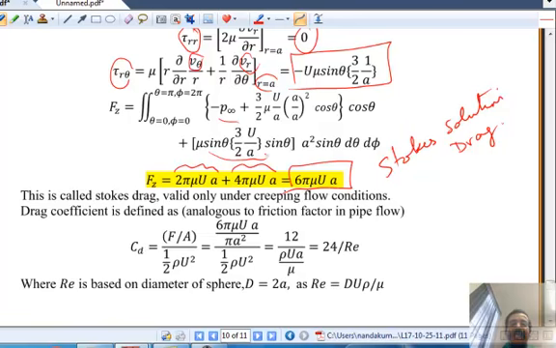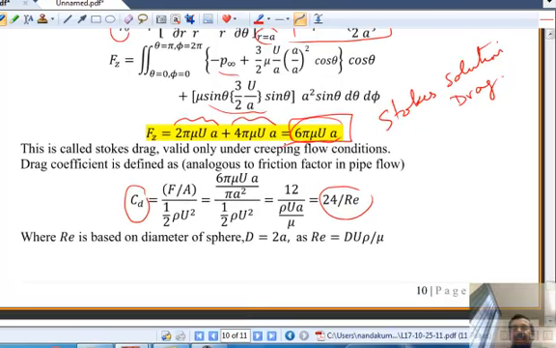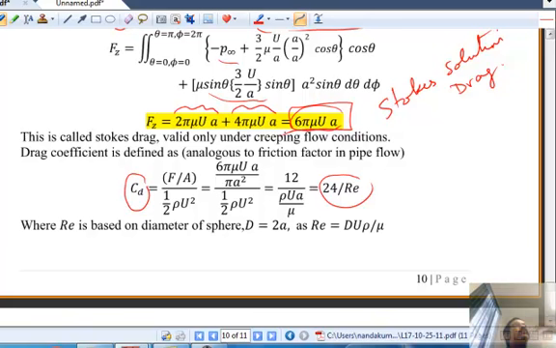So you can then define a drag coefficient. This is the definition, F divided by A divided by 1/2 rho u square. But F is your 6 pi mu u a. When you plug that in, you will get this 24 over Re. That is again a standard result that you would have seen in an undergraduate fluid mechanics course. So now you know where it comes from.